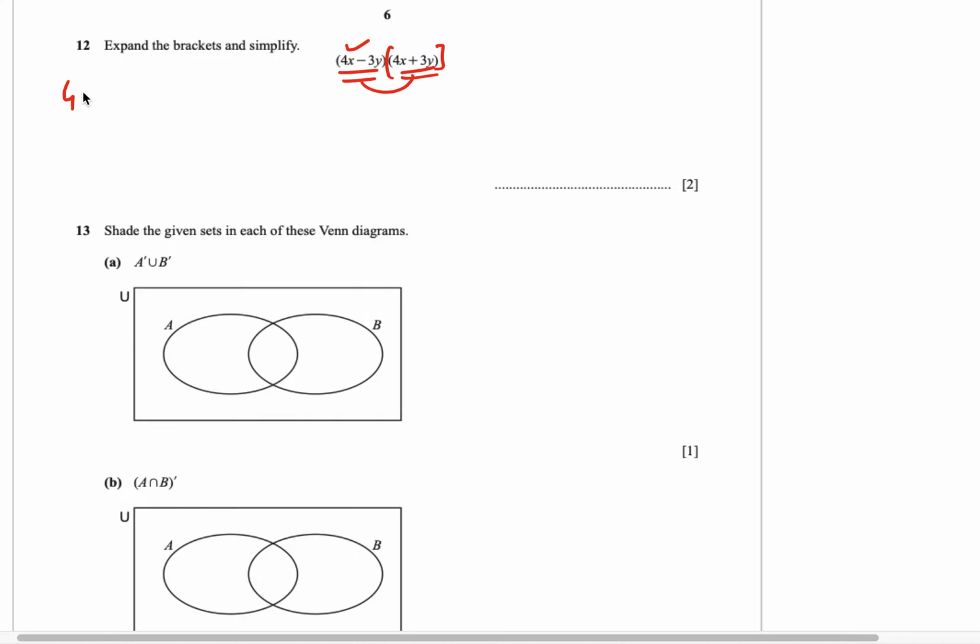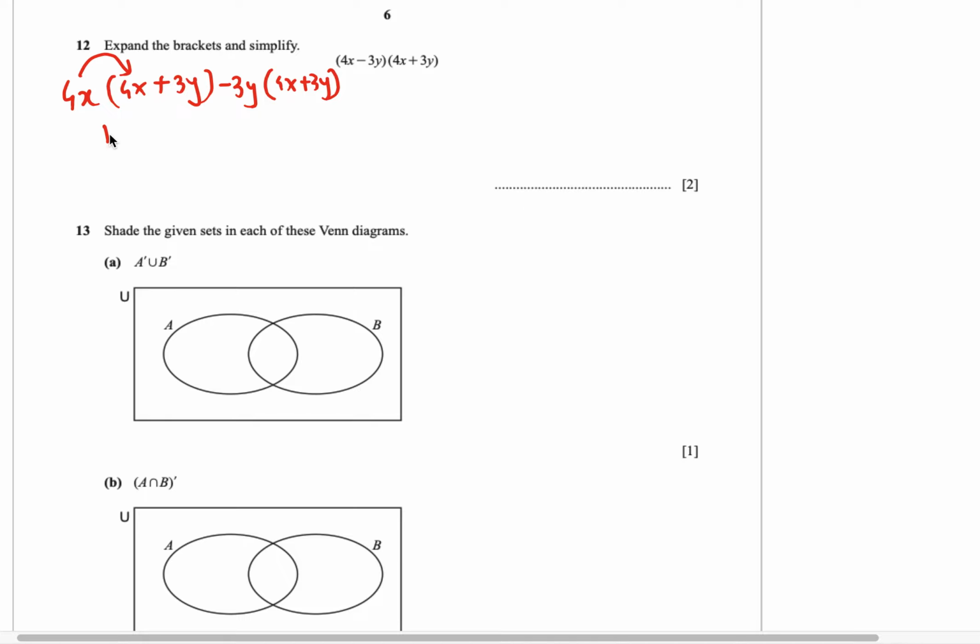So what will it become? 4x multiplied with 4x plus 3y, right? Then you multiply this minus 3y with this whole bracket again. So it will become minus 3y multiplied by 4x plus 3y. So now it becomes easy. Let me just erase so it will be properly visible.